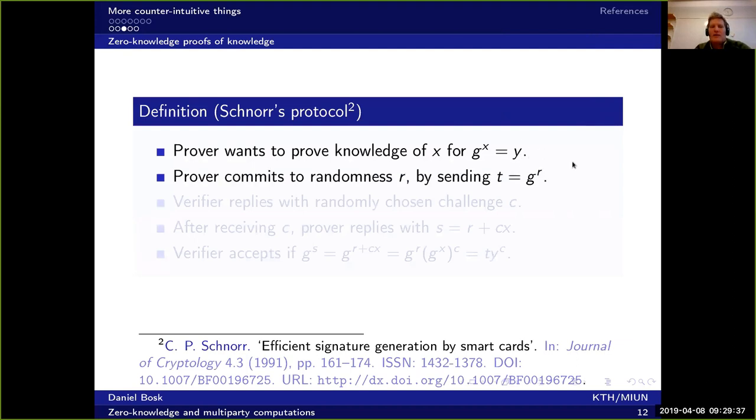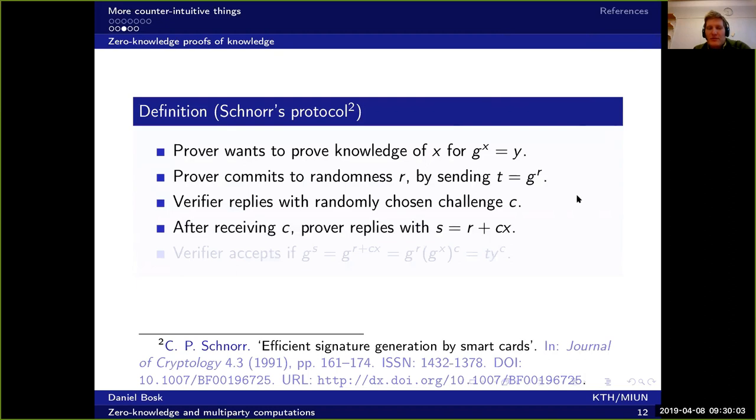The way we do this is that the prover commits to some randomness r, by computing g to the power of r and sending that to the verifier. This is denoted t here. The verifier replies with some randomly chosen challenge, c. After the prover receives c, the prover computes s here, which is simply r that the prover generated, plus c that it got as a challenge, times x, which is the prover's private key.